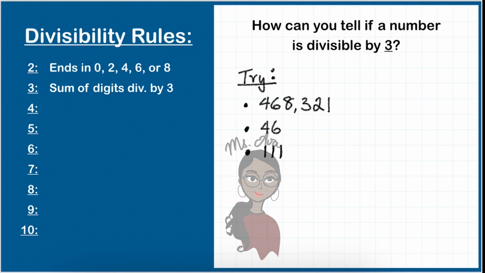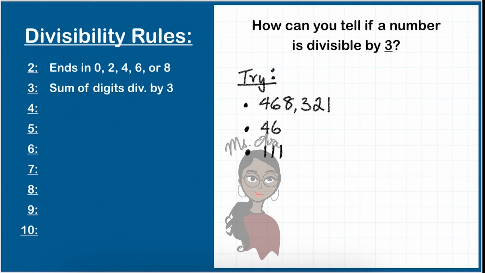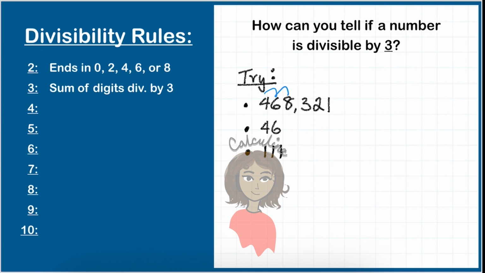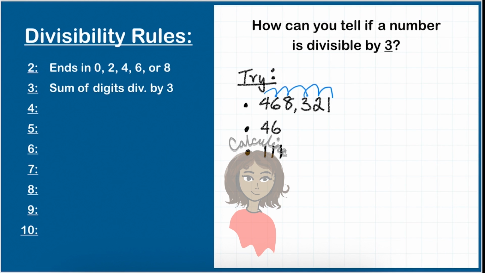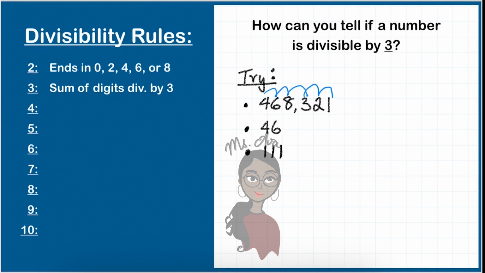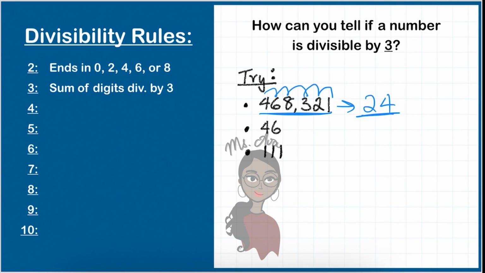You're going to add these guys. What do you get? What's 4 plus 6? 10. Okay, and then plus another 8. That's 18. Okay, good. And then another 3. 21. Good. And then plus 2 and then plus 1. That is 24. Awesome. So you end up getting a 24 when you add up all these digits. And is 24 divisible by 3? Yes. Okay, good. So that means that this number right here is going to be divisible by 3 as well. So that's basically how that works.